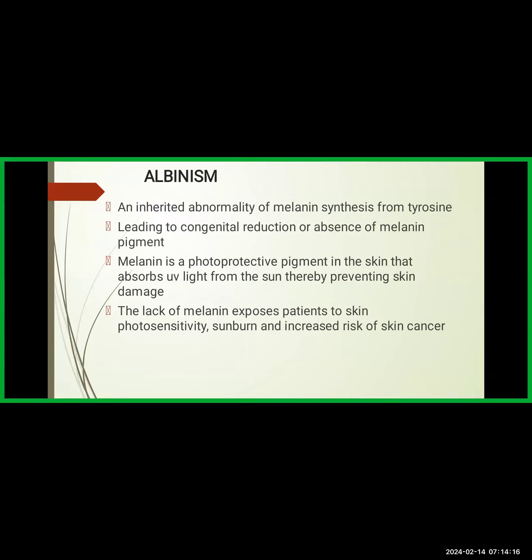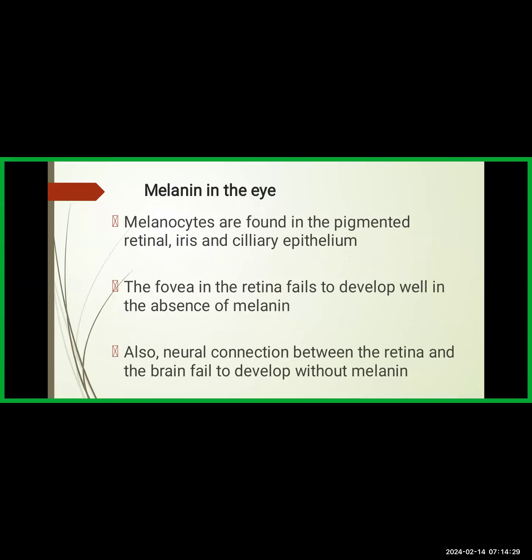The lack of melanin exposes the patient's skin to photosensitivity and sunburn, and also increases the risk of skin cancer. In the eye, melanin also plays a role. There are melanocytes in the pigmented retina, iris and ciliary epithelium, and these melanocytes produce melanin. Melanin is very important in the development of the fovea, which is the part of the retina that enhances the focusing of light to produce sharp images.